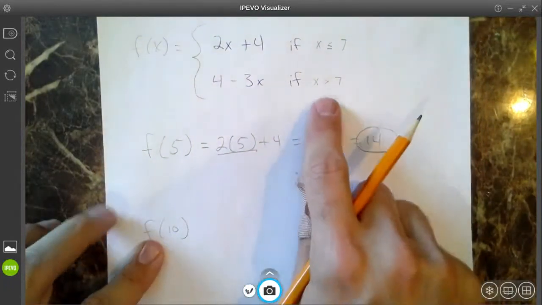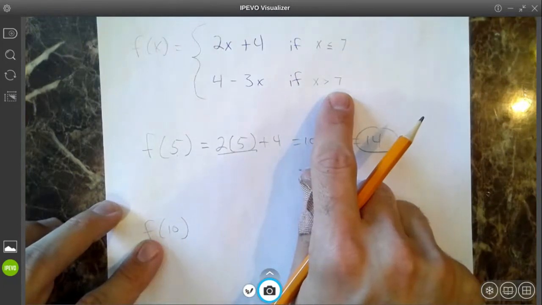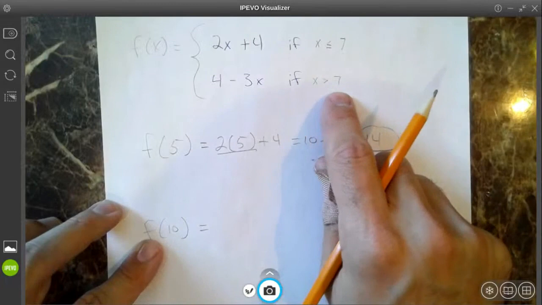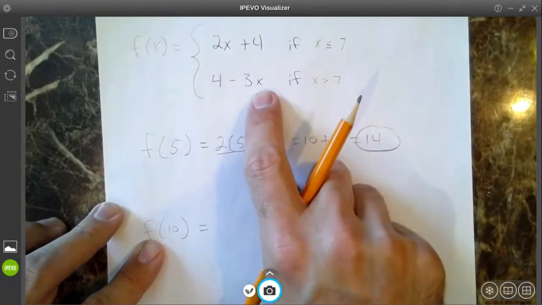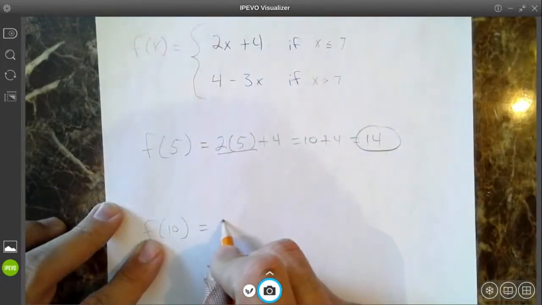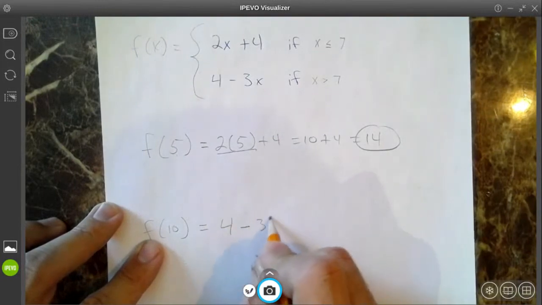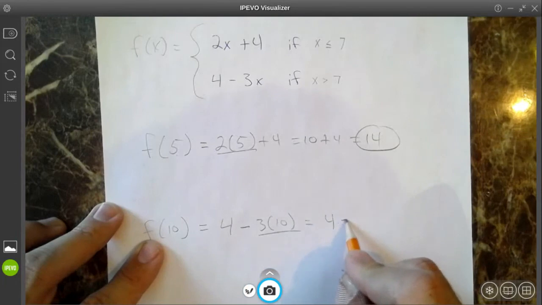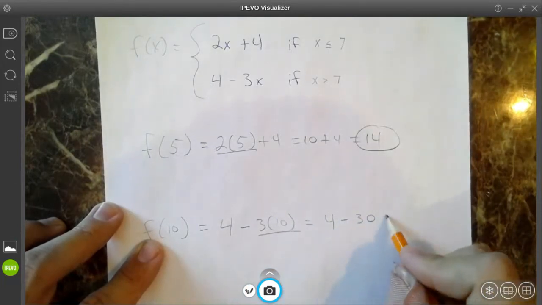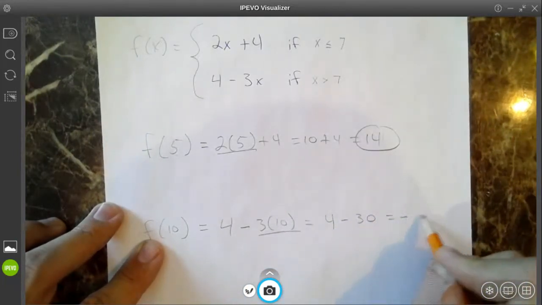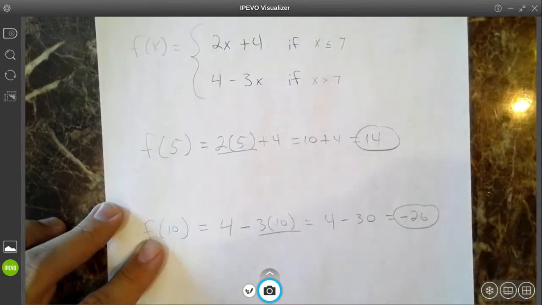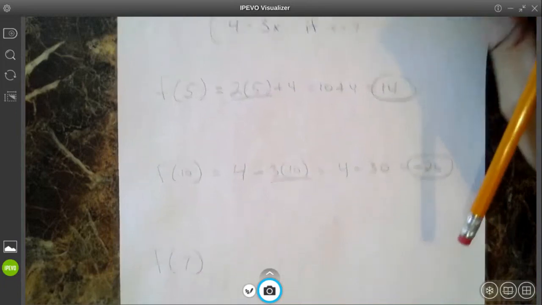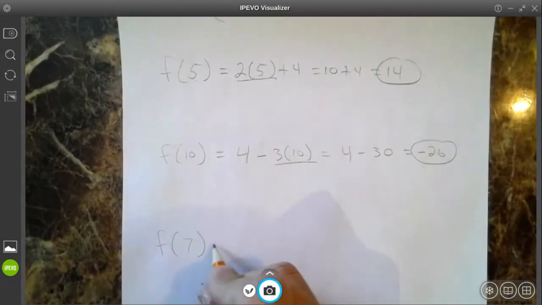All right, let's try f of 10. 10 is greater than 7, right? It's not less than or equal to 7. So you're going to plug in 10 for x here. It's going to be 4 minus 3 times 10. So this is 4 minus 30, and 4 minus 30 is negative 26. Last one for this example is f of 7.